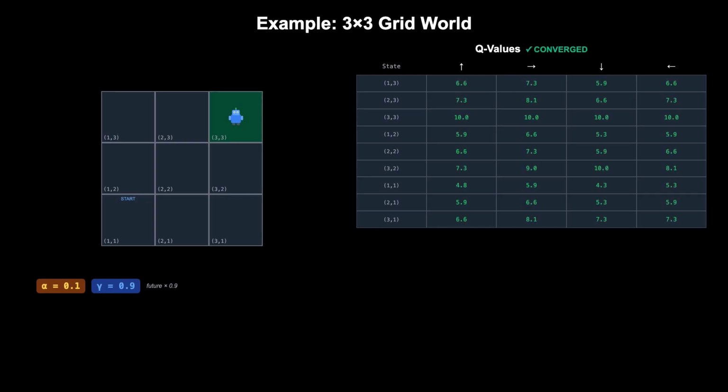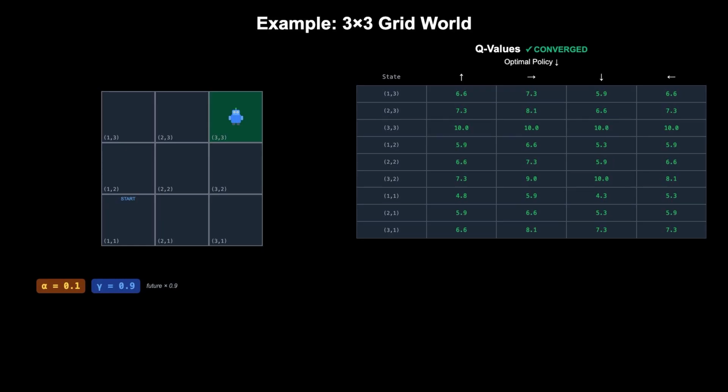After convergence, the Q table reveals the optimal policy. The starting position has a Q value of approximately 5.9 for moving right. 2 cells later, the value has climbed to 7.3. The agent has learned the shortest path: move right twice, then up twice. At each step, it simply chooses the action with the highest Q value, and this greedy strategy produces optimal behavior.